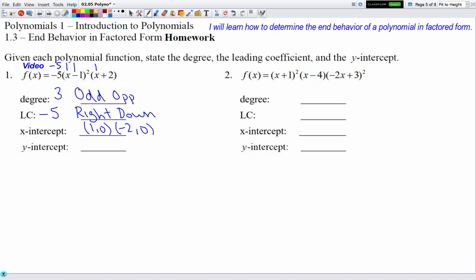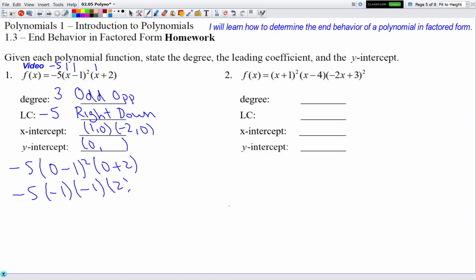Okay, so let's do y-intercept. That means I plug in a 0 for my x, and let's see what happens. So we got -5, and then we have 0 minus 1 squared, and we have 0 plus 2. So we got -5 times -1 squared, so I'm going to write -1 twice, times 2. So we got -5 times -1 times -1 times 2. So that makes, what does that make, -10? Yeah, that makes -10.